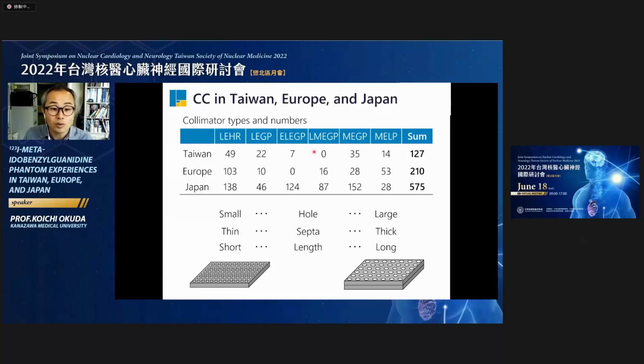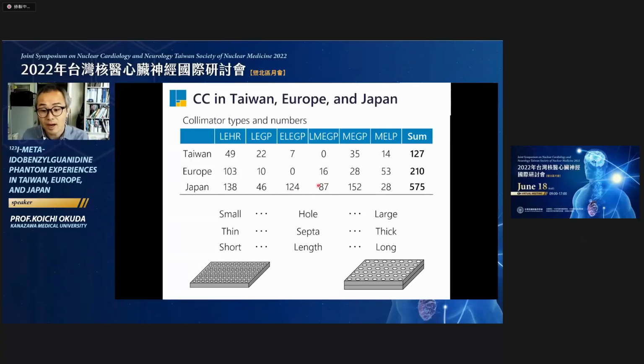Interestingly enough, low middle energy general purpose collimator was used in Europe and Japan, whereas extended low energy general purpose collimator was used in Taiwan and Japan. Here, I will summarize collimator characteristics using these collimator groups.